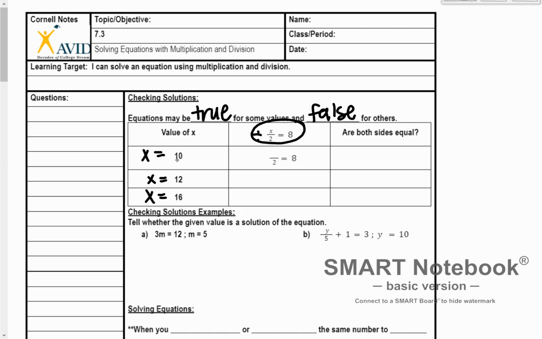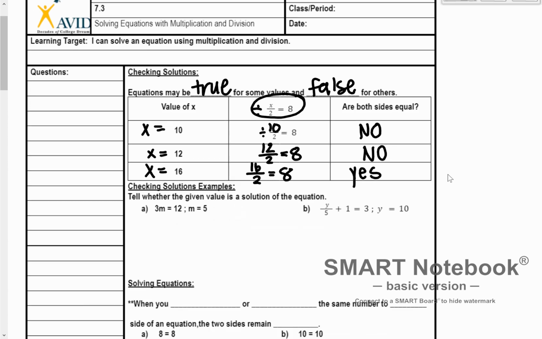The first number we're going to try is 10. So 10 divided by 2. Well, 10 divided by 2 is 5. 5 does not equal 8, so our answer for this one would be no. X does not equal 10. Then we'll have 12, and we're going to put a 12 in. 12 divided by 2 equals 8. Well, 12 divided by 2 is 6, so that does not equal 8. Last number we're going to try is 16. 16 divided by 2 is 8, so that would be yes.